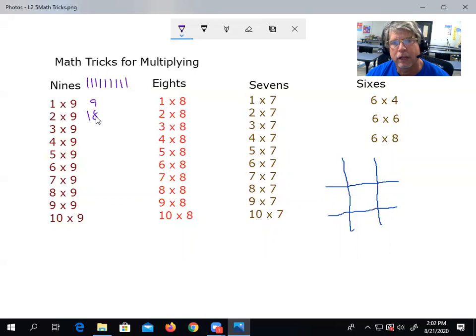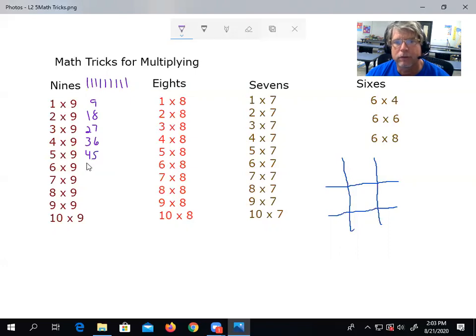I can count another 9: 18, 19, 20, 21, 22, 23, 24, 25, 26, 27. So 3 9s would be 27. 3 times 9 is 27. 4 times 9, I have to count out another 9: 27, 28, 29, 30, 31, 32, 33, 34, 35, 36. So that's the way the process works for those who do not know their math facts. If I continue that process, 4 times 9 would have given me 36.